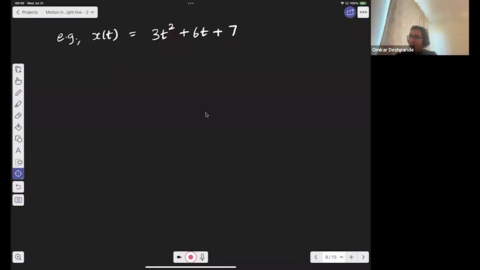The point is, for this function to be a polynomial, it must be of the form some constant plus some constant times t to the power 1 plus some other constant times t to the power 2 plus some other constant times t to the power 3, and so on, up to some finite highest power of t, which we call the degree of the polynomial. So this is a polynomial function, and for this we want to be able to calculate what the velocity is.